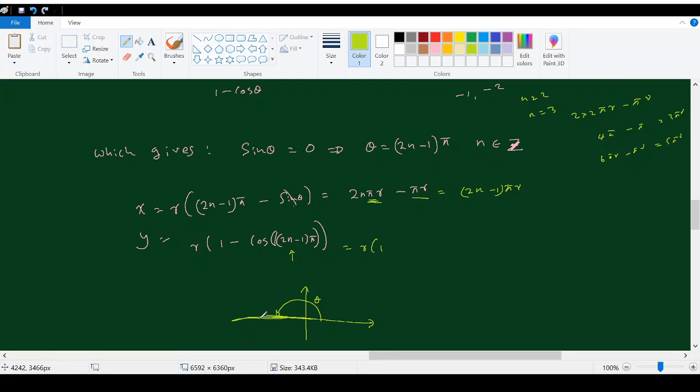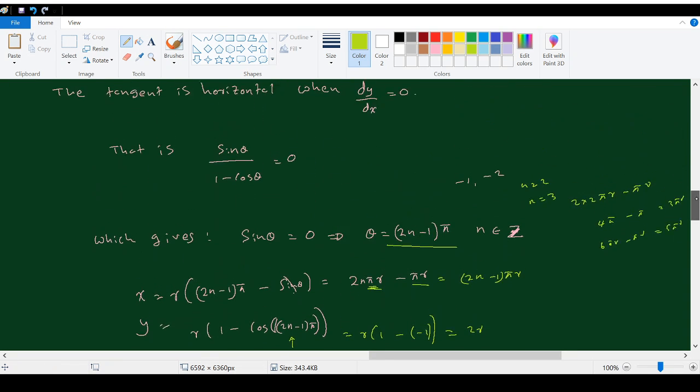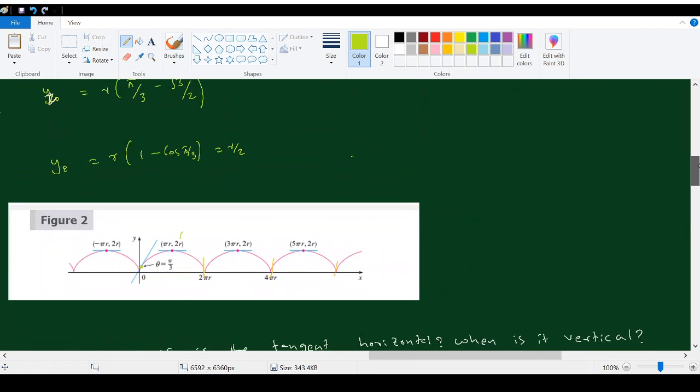So since theta is on this axis, cosine of that theta will always be a negative term, so negative 1, right? So you will have 2r for y when theta is an odd multiple of pi. So basically what we have is a horizontal tangent at each of these points, 2n minus 1 pi times r and 2r, right? So for all these points you will get a horizontal tangent.